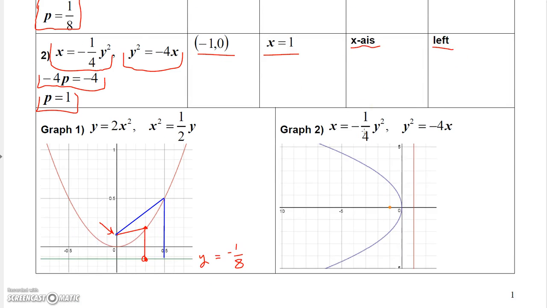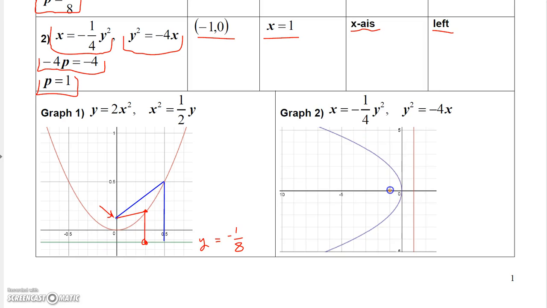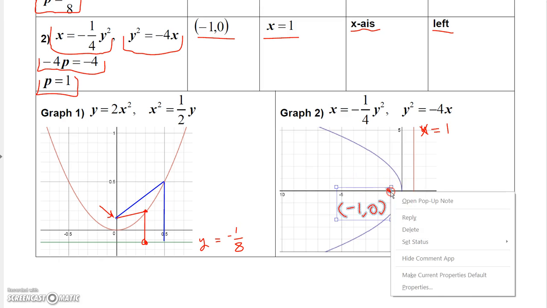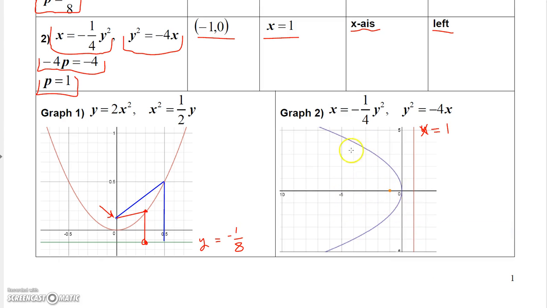So now if you look down here, this point here is the point -1, 0. The focus is that point -1, 0, and then the directrix here is this line x equals +1. Okay, and now if you were to pick a point on that line, let's just pick a random point. How about right here?